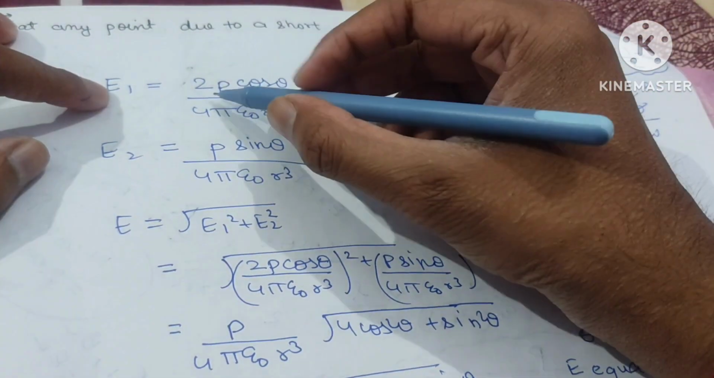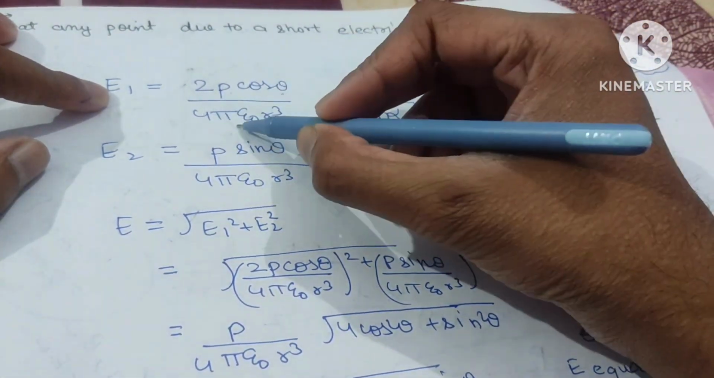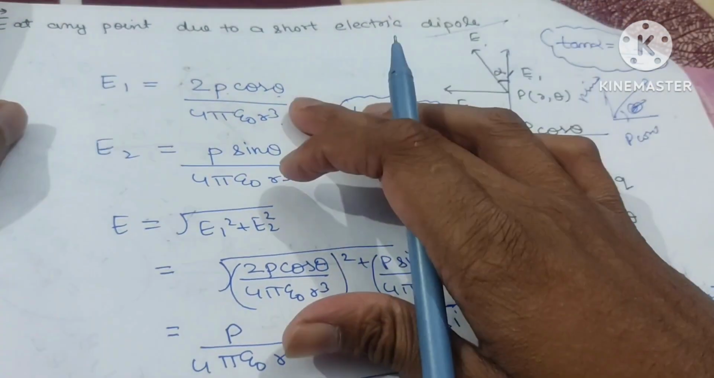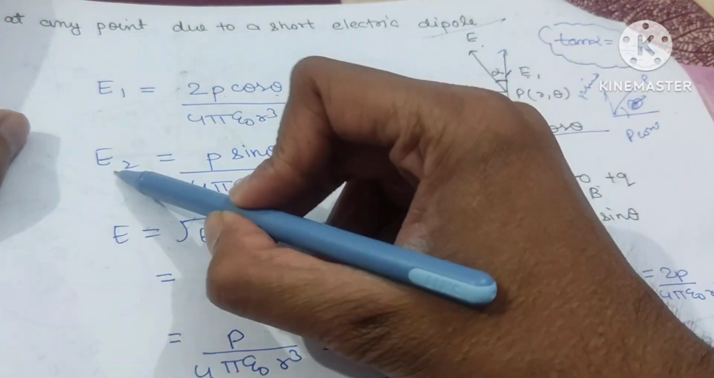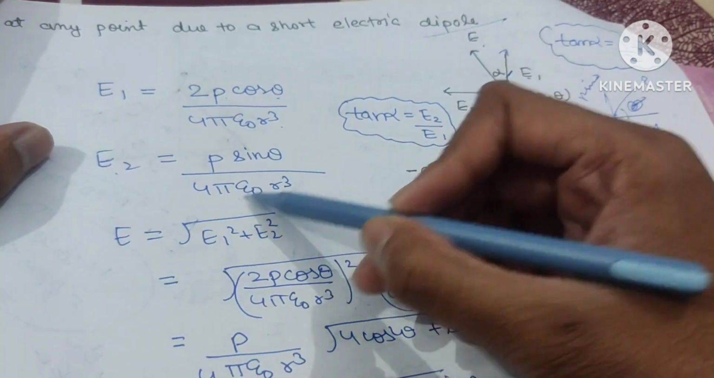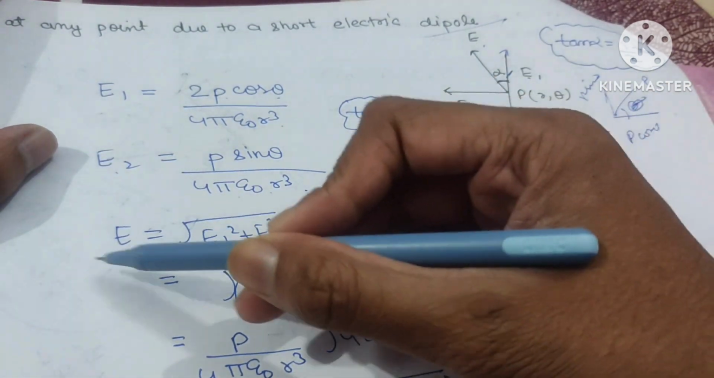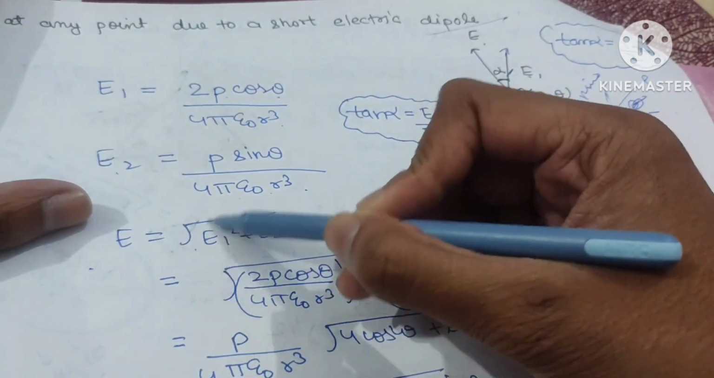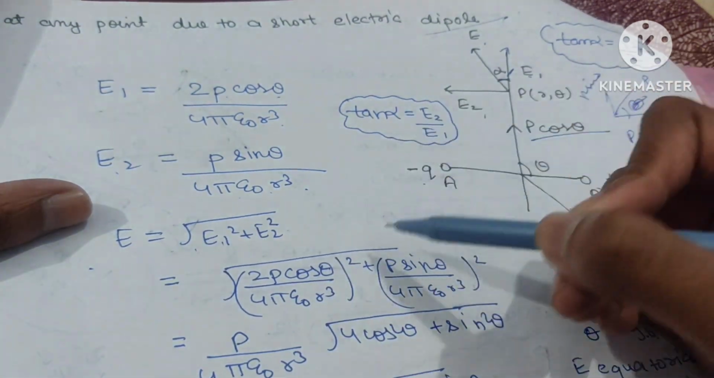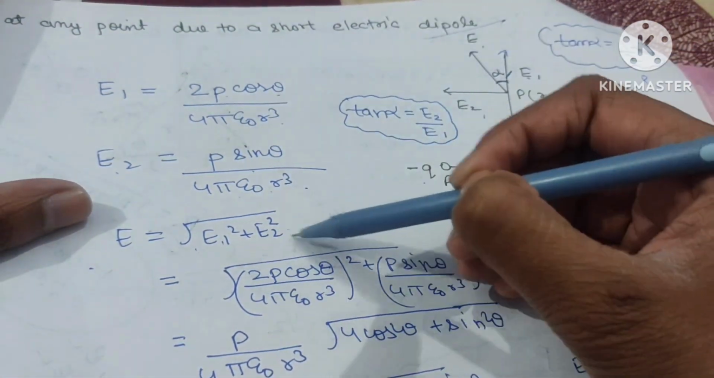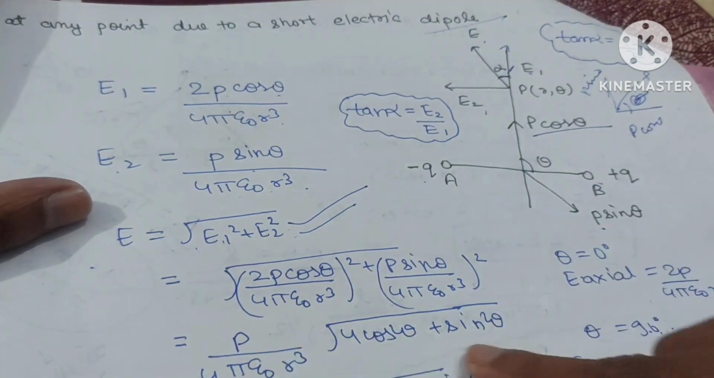Okay, E1 will be 2p cos theta by 4 pi epsilon naught r cube. How it happened, I'm telling you. And E2 is p sine theta by 4 pi epsilon naught r cube. We take E equal to under root E1 square plus E2 square, and put E1 and E2 in this particular formula, and you will get this.